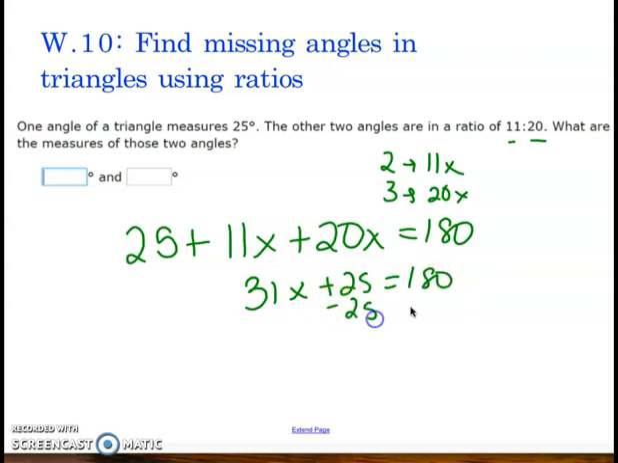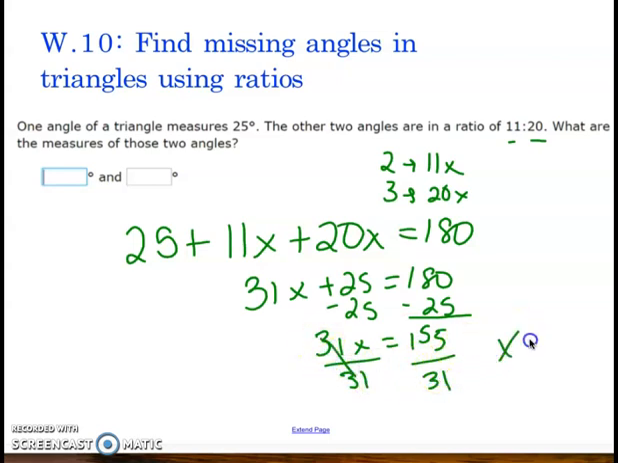I subtract 25 and I get 180 minus 25 is 155. So I have 31x equals 155. I divide by 31 to both sides and I get x to equal 5. That's not my answer. Remember, I have to sub it back in.